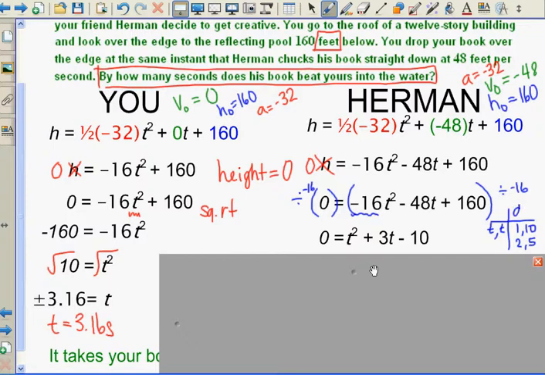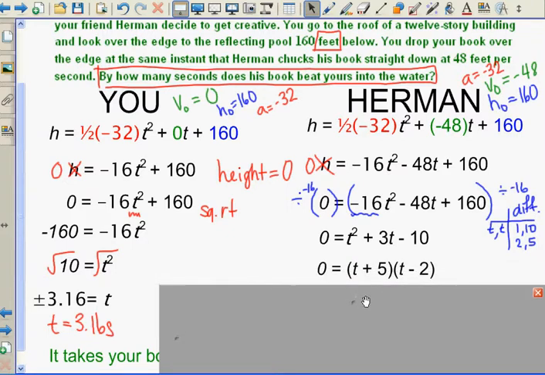Since that 10 is negative, this is a difference table, and we need a difference of 3. Perfect. 2 and 5 gives us a difference of 3 as long as 5 is positive and 2 is negative. Okay, and then we need to solve that. We just need to ask ourselves, what makes this first quantity 0? And then separately, what makes this second quantity 0? Because we have two things that multiply to be 0, so one of them has to be 0.